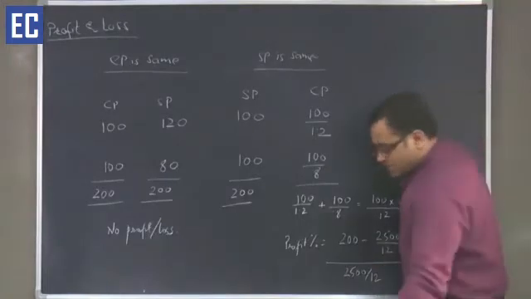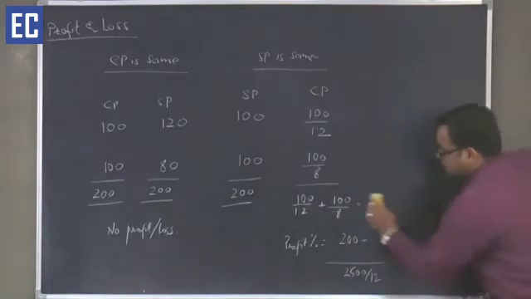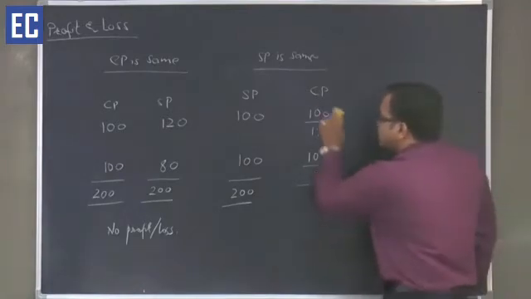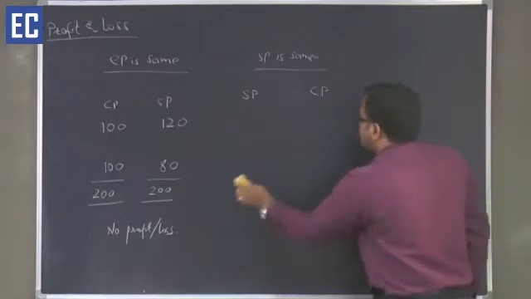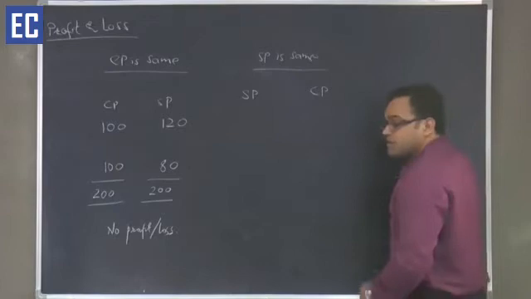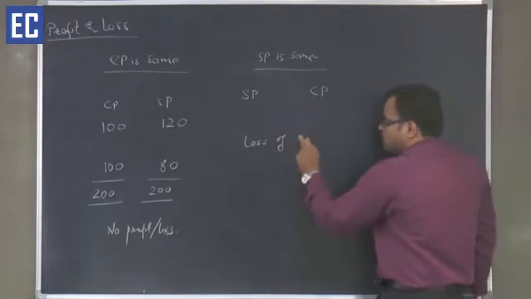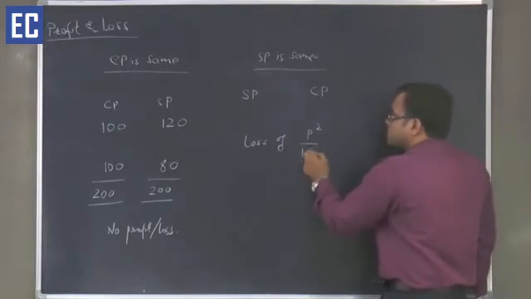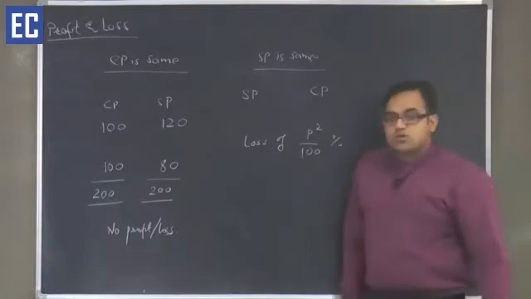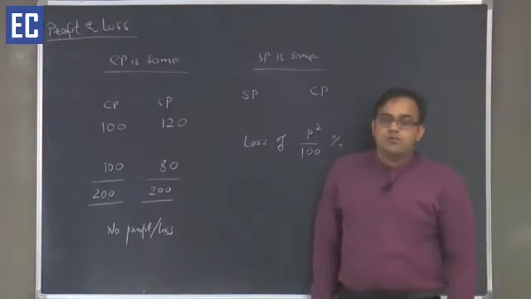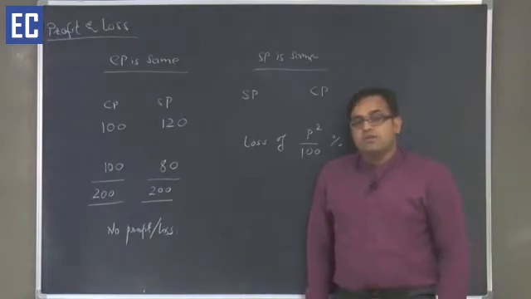If I was to generalize this, in general, I would be able to say that if two articles are sold at the same price, one at a profit of P% and the other at a loss of P%, then on the whole there is a loss of P square upon 100%. So if two articles are sold at the same price, one at a profit of P% and the other at a loss of P%, then on the whole transaction there is a loss, and the loss is P square upon 100%. In case the cost price were the same, then there would be no profit and no loss.